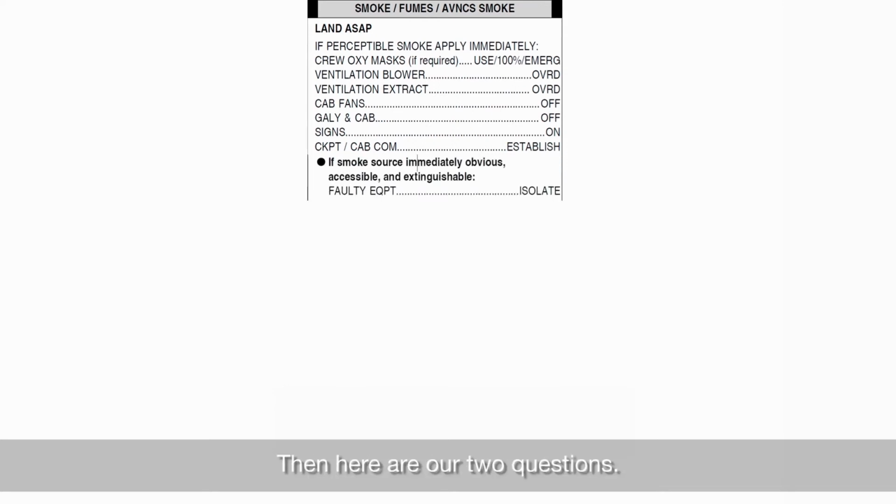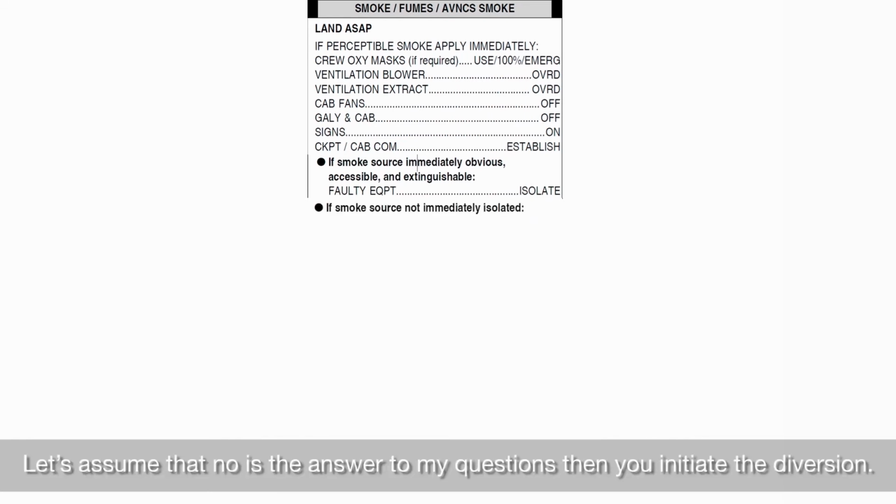Here is an A320 example. As we can see, we have first the immediate action block, which protects the crew, as we said. Then here are our two questions. Let's assume that no is the answer to my questions. Then you initiate the diversion.